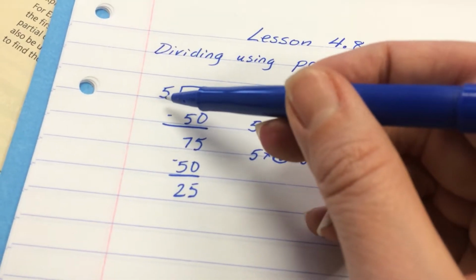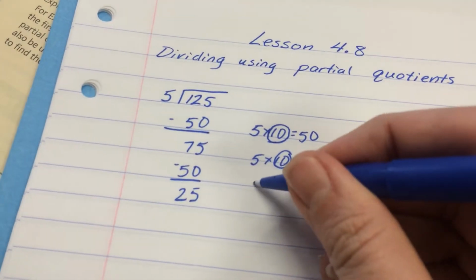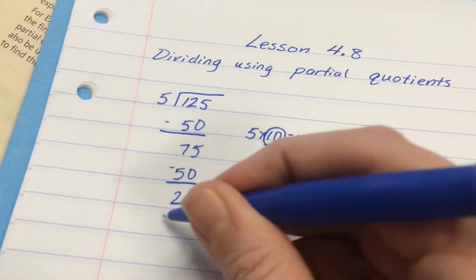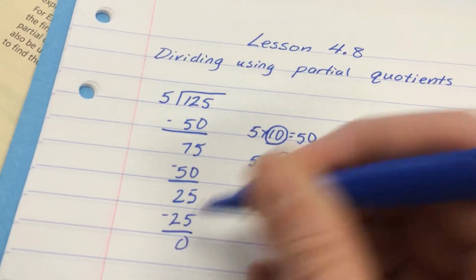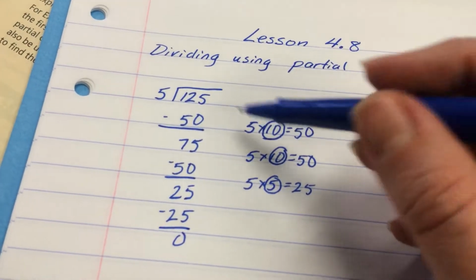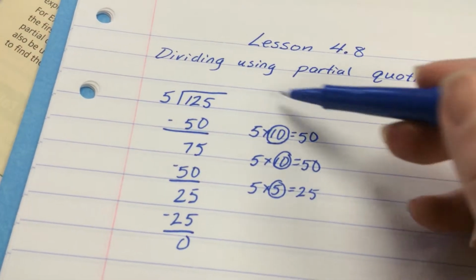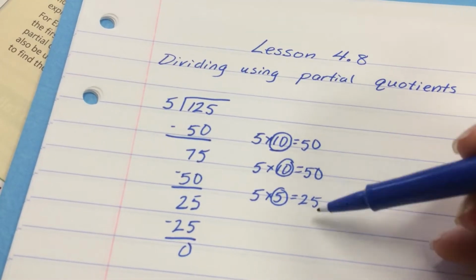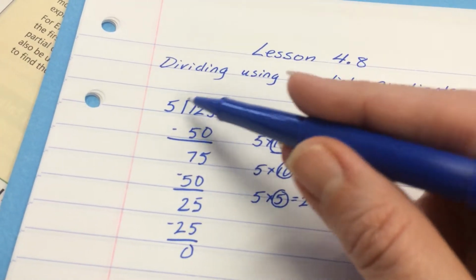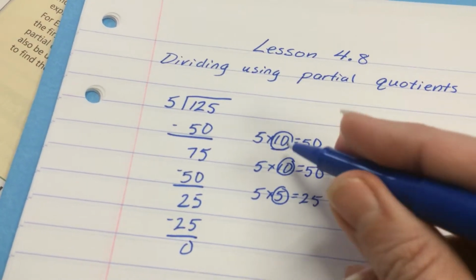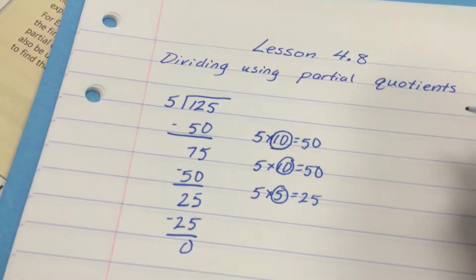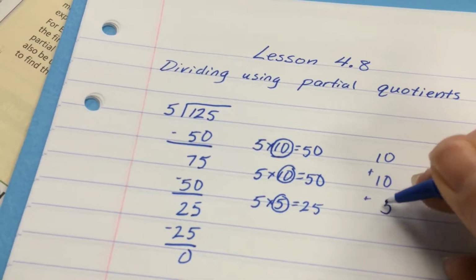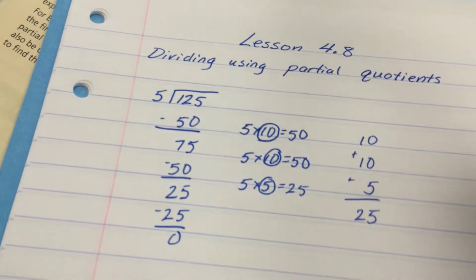So I'm going to think to myself how many times 5 can go into 25, and that's 5. 5 times 5 equals 25. 25 minus 25, of course, equals 0. So I have my 5 times 3 different numbers, times 10, and times 5. And together that equals up to 125. So my answer to 125 divided by 5 is 10 plus 10 plus 5, which equals 25, and that is my answer.